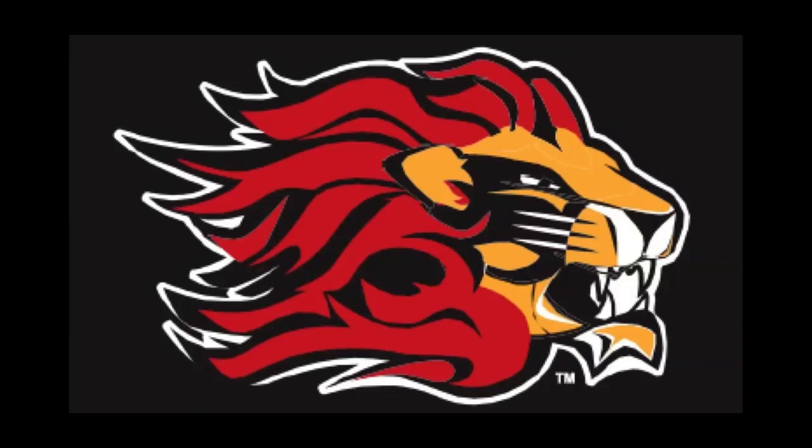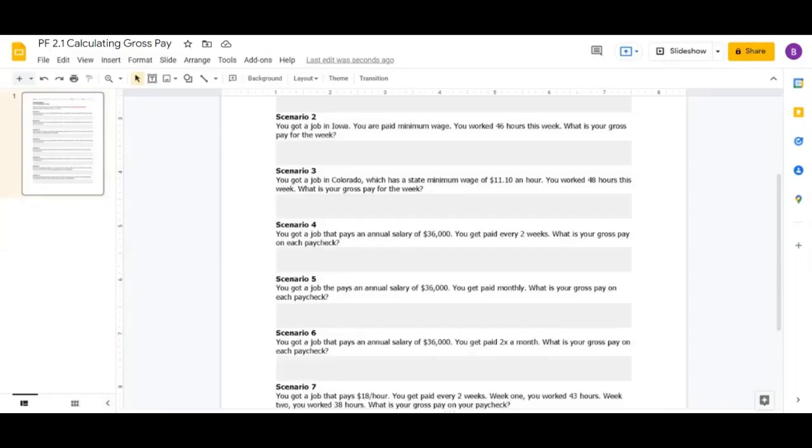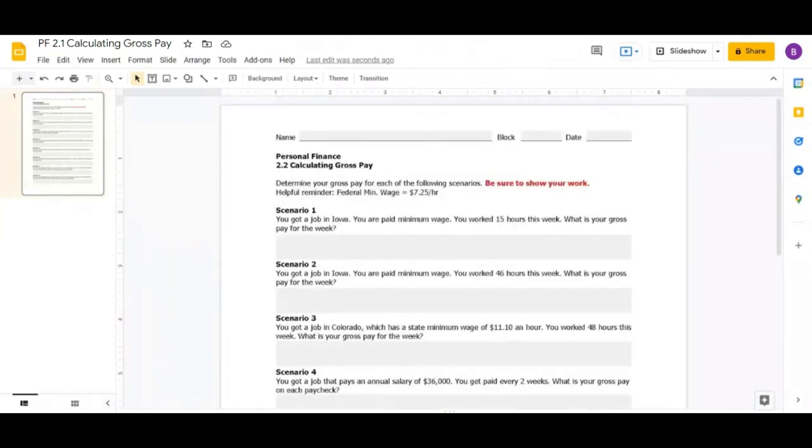Okay, we're going to go over the 2-point sheets that were assigned yesterday. The calculating gross pay and the pay stubs. So let me bring this up. All right, so this first worksheet is the calculating gross pay. There are 8 scenarios in which you will have to determine what their pay is for their pay period, or what their earnings are for their pay period.